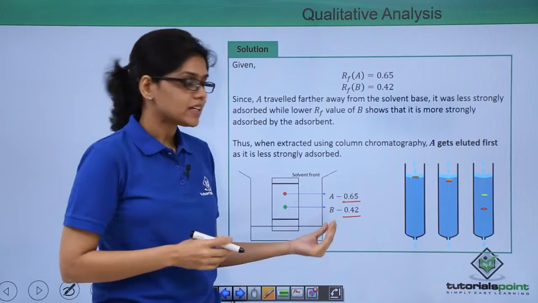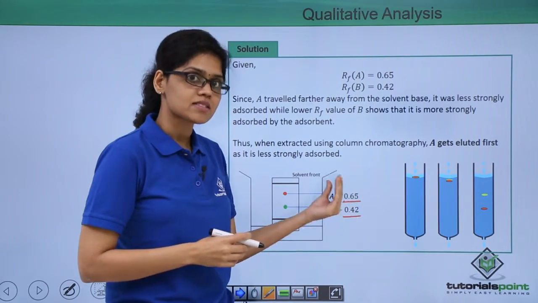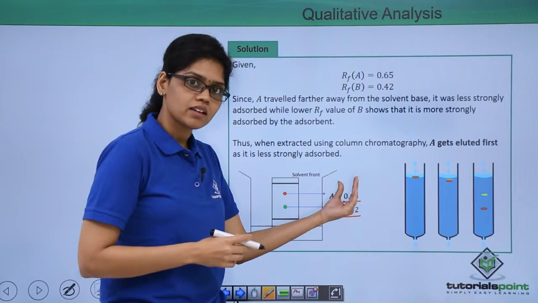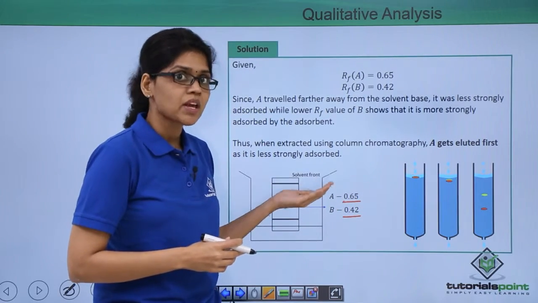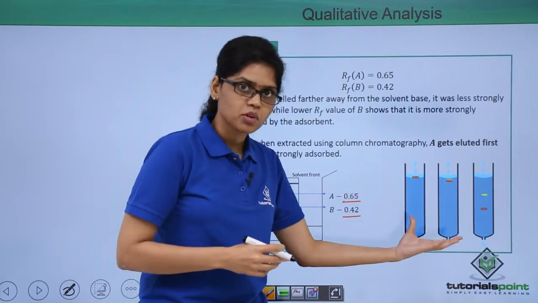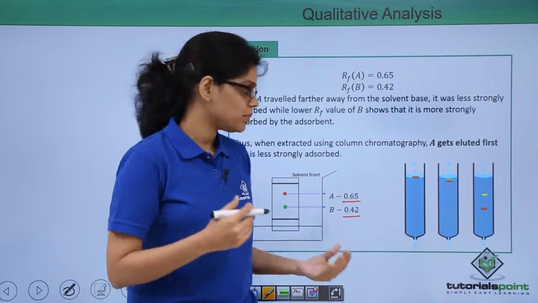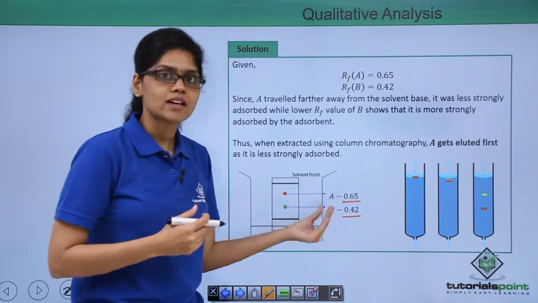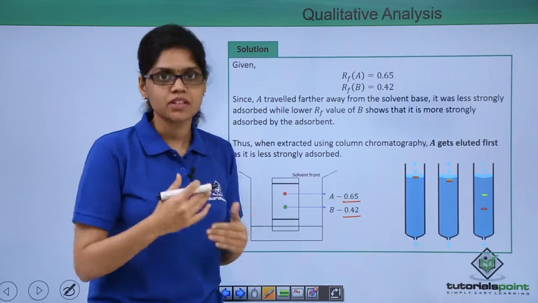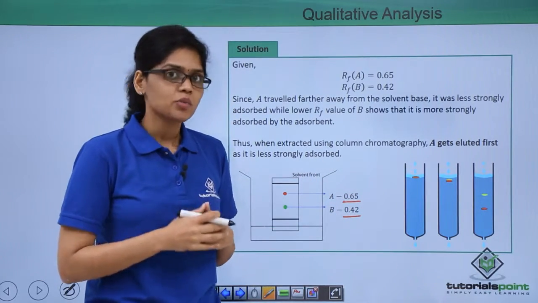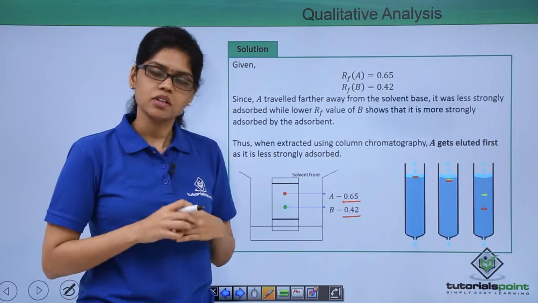From TLC we know that A has lesser interaction with the adsorbent as compared to B, because it has a higher RF value and it has travelled further. So if we carry this out in column chromatography, obviously the component that gets eluted first would be component A, as it has lesser interaction or lesser affinity with the adsorbent. I hope you are very clear on how we have solved this particular problem.